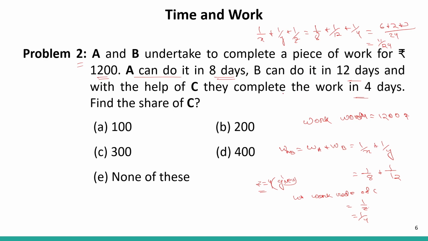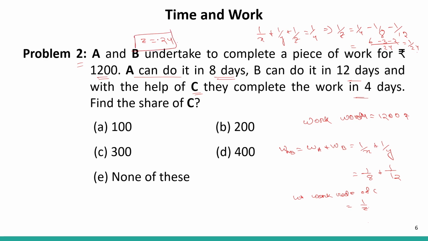Now it is given to us that 1 by x plus 1 by y plus 1 by z is equal to 1 by 4. What we can evaluate from here is 1 by z. It is given that if C helps A and B, then they can complete it in 4 days. So this is equal to 1 by 4. This implies that 1 by z is equal to 1 by 4 minus 1 by 8 minus 1 by 12. With 24 as the denominator, it will be 6 minus 3 minus 2, so it will be 1 by 24. So z is equal to 24. This is what we can derive from here.